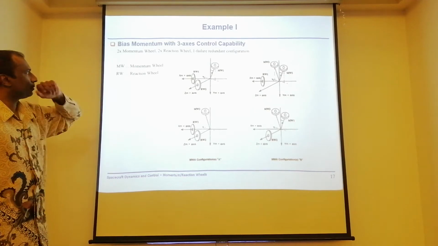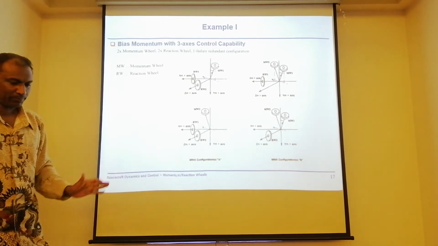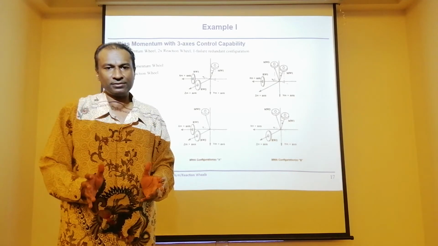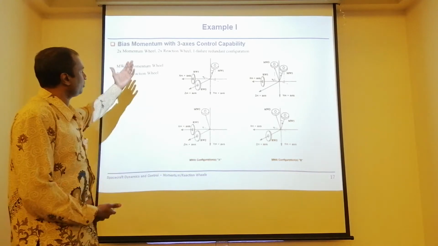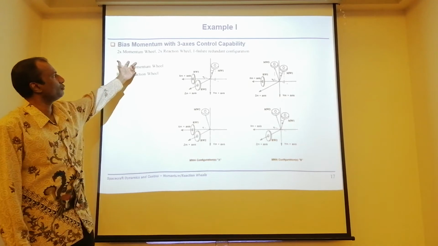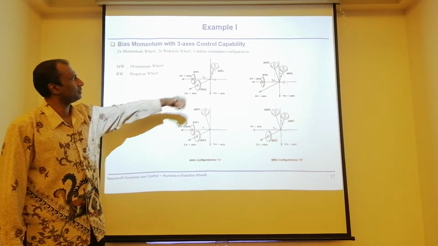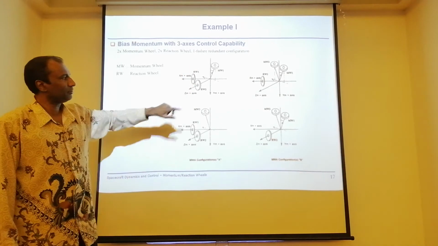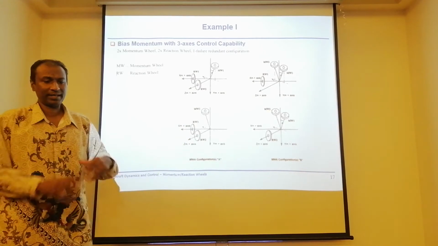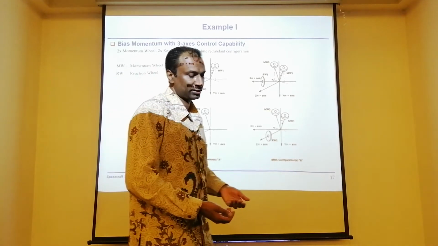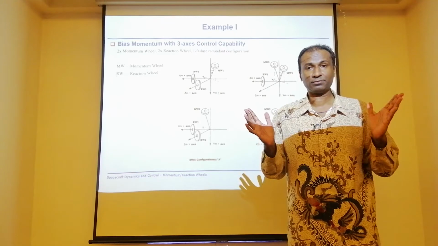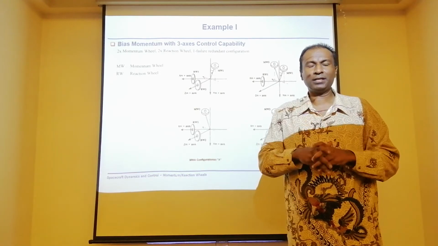Okay, now bias momentum with 3-axis control. So just now, with purely bias momentum we can't control 3 axes. So I think we need to have bias momentum with 3-axis control. Maybe you have 2 momentum wheels and maybe 2 reaction wheels. Then you can have 1 as a redundant. Now, if you see here, I just posted only 3 wheels. But in the actual mission, if you need to control 3 axes, of course, 2 wheels you can control 3 axes. That's for sure. But just imagine this.